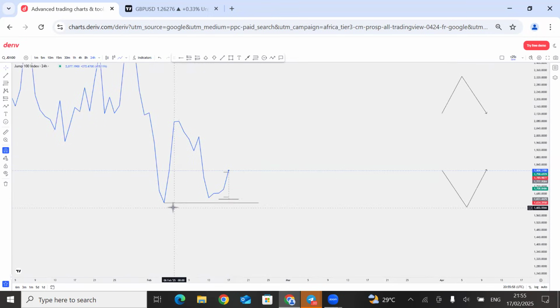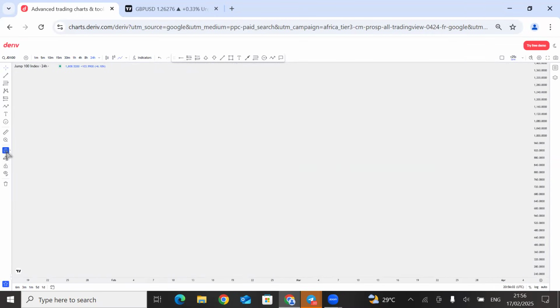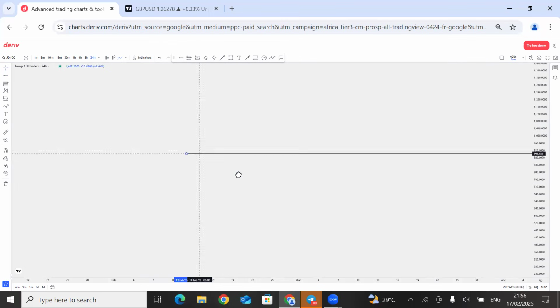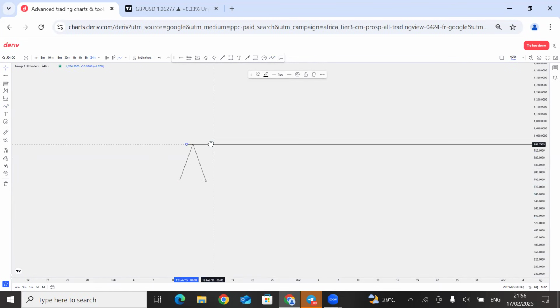Now, the first thing you want to be able to do is spot your key level. Let's do it practically. Let's say, for example, we have an A-shaped key level. Here's an A-shaped key level. What do you want to do next? You want to mark this key level. You want to mark this high. This is your key level zone.